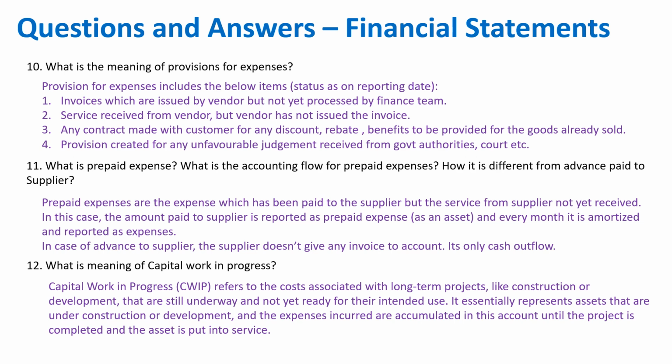So you can say that these are work in progress. That means the work is still going on and the asset needs to be tested and then installed and then it will be used in the production. Till then it will be reported as CWIP. And in the financial statement also you need to give the aging as per the requirement of the accounting standard.